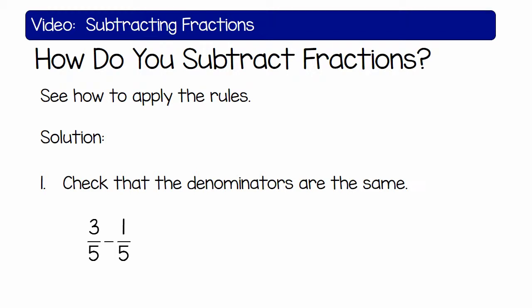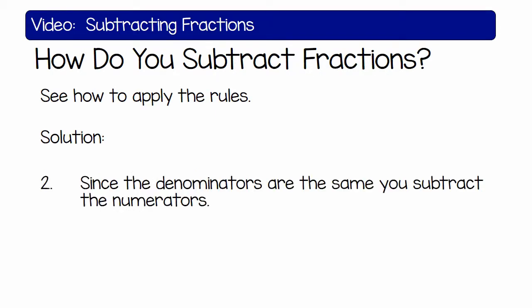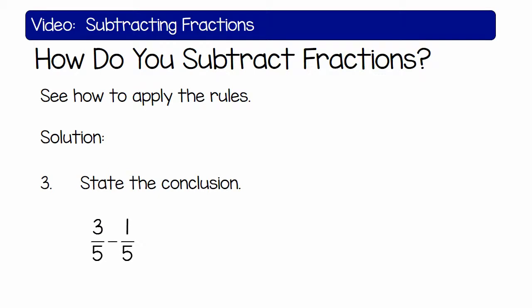3 over 5 minus 1 over 5 both have 5 as the denominator. So what we will now do then is to subtract the numerators. 3 over 5 minus 1 over 5 is 3 minus 1 over 5, which gives us 2 over 5. Now, here's the conclusion. 3 over 5 minus 1 over 5 equals 2 over 5.